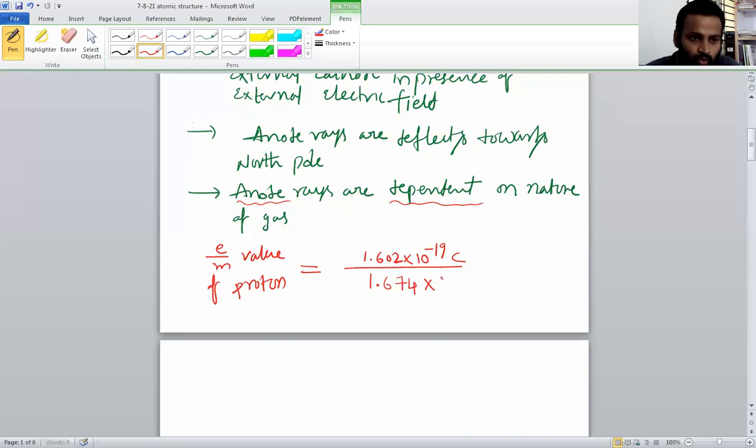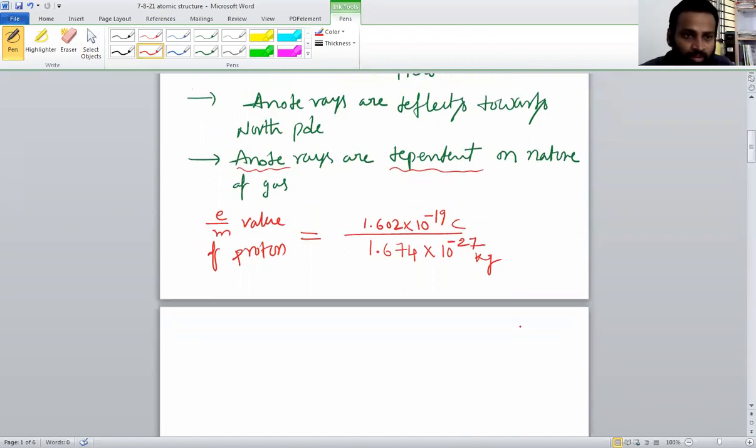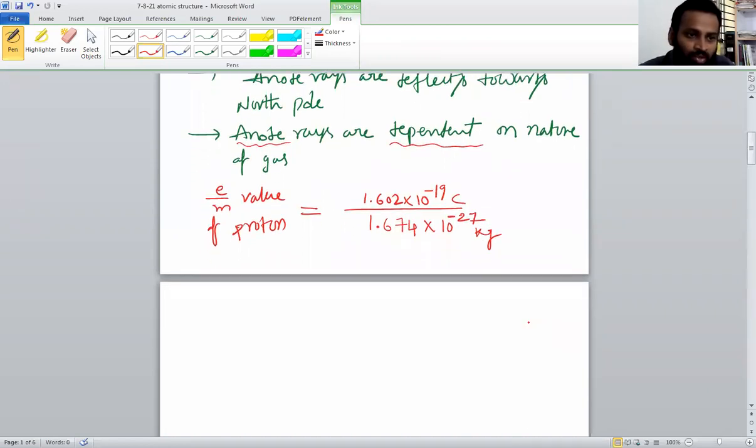1.674 into 10 power minus 27 kg. Got it, everyone? So the E by M value of a proton is 1.602 into 10 power minus 19 coulomb by 1.674 into 10 power minus 27 kg. If you simplify, you will get the E by M value of a proton.